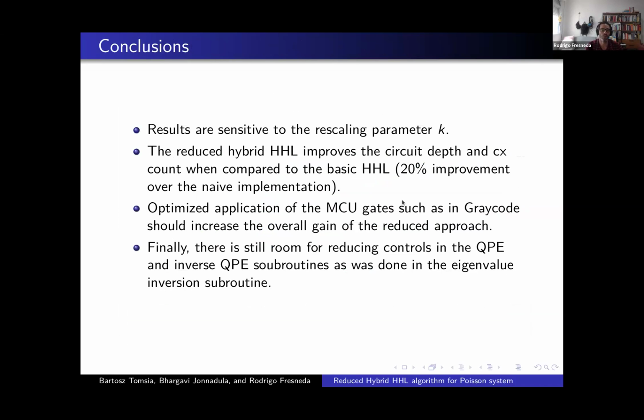So in conclusion, we found out mainly 2 things: that the results are sensitive to the rescaling parameter k, so you can do a classical preprocessing to choose the optimal value of k. We also found out that by reducing the HHL, by choosing the most probable states, eigenvalues, you can improve a lot the depth of the circuit, the number of CX gates. Two steps further would be to do a gray code implementation of the multi-controlled unitaries to further optimize this reduced scheme. What we did not do was consider reduced phase estimation, by doing something similar to what was done in amplitude loading, which is reducing the number of controls whenever the control bits are the same. So that's it. Thank you for your time.